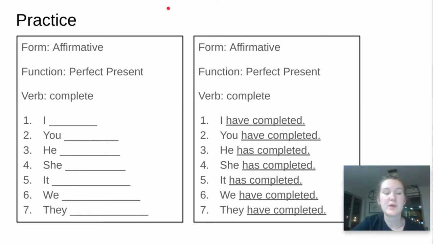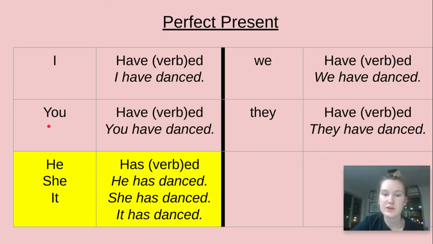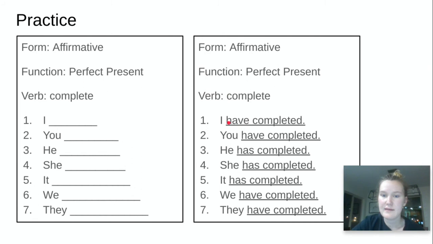So here's a quick practice. Remember, our form right now is affirmative. And remember, in the last video, we talked about simple present. This is perfect present. So our example is using the verb complete, such as I have completed my homework would be an example sentence. So starting right here with I, we can go back to our chart and look. We're going to use have, the verb, and then ed on the end. So let's write have. Our verb is complete, and then ed on the end, just like that.